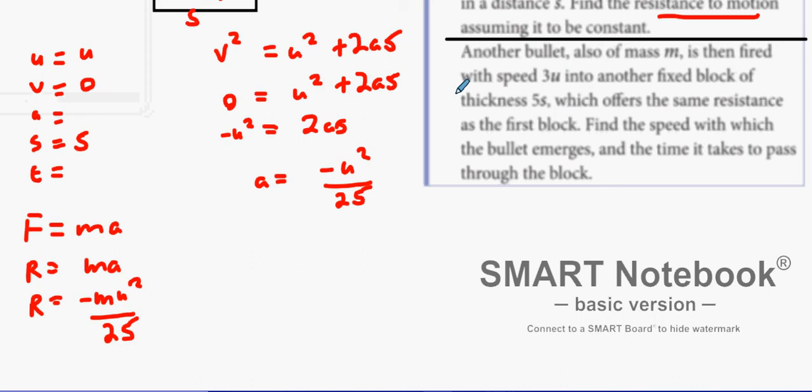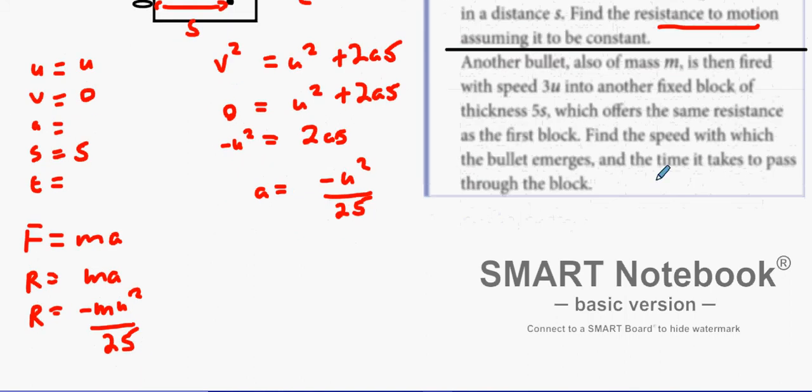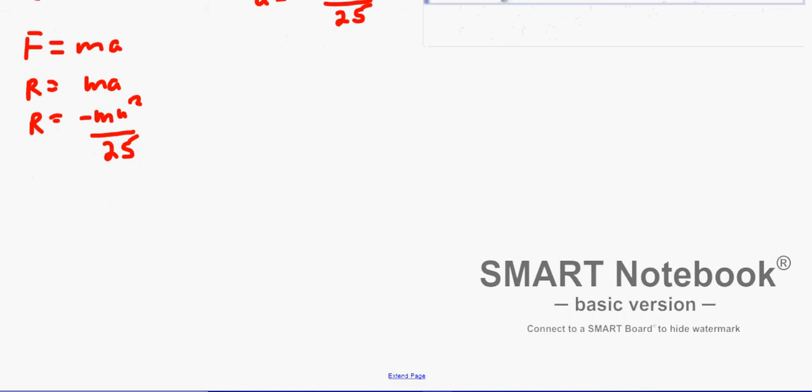Next part after that. Another bullet, also of mass m, is then fired with speed 3u into another fixed block of thickness 5s. It offers the same resistance as the first block. Find the speed with which the bullet emerges and the time it takes to pass through the block. Ouch. So in this case, the initial speed is so fast.